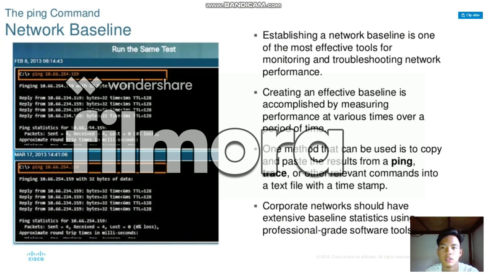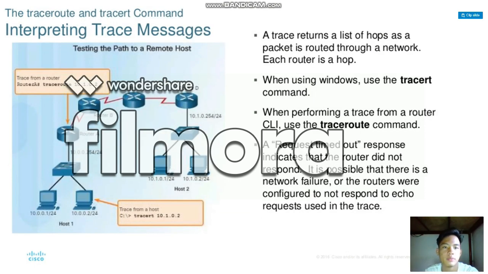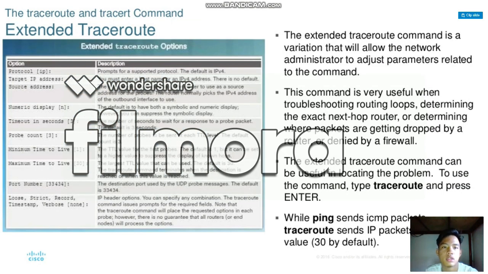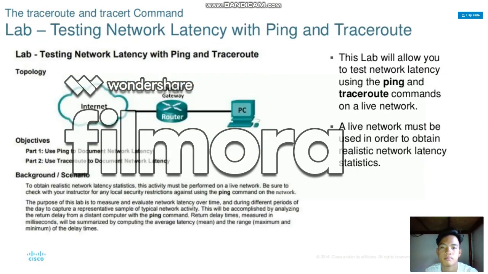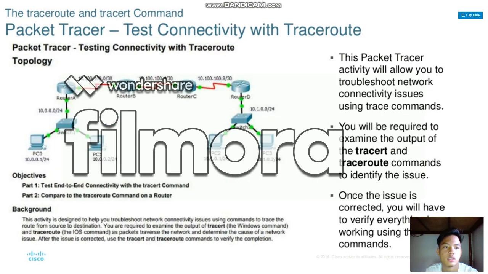Network baseline. Establishing a network baseline is one of the most effective tools for monitoring and troubleshooting network performance. Interpreting trace messages. A trace returns a list of hops as a packet is routed through a network. Each router is a hop. Extended traceroute. The extended traceroute command is a variation that will allow the network administrator to adjust parameters related to the command. So these are testing connectivity with traceroute.